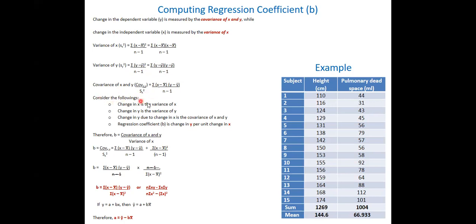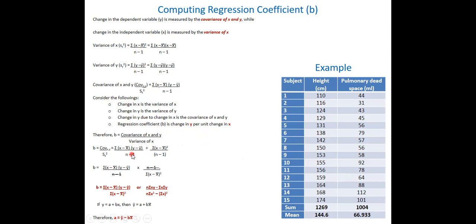Consider the following: change in X is the variance of X. Change in Y is the variance of Y. Change in Y due to change in X is the covariance of X and Y. So the regression coefficient B, which is the change in Y per unit change in X, is obtained by dividing the covariance of X and Y by the variance of X.